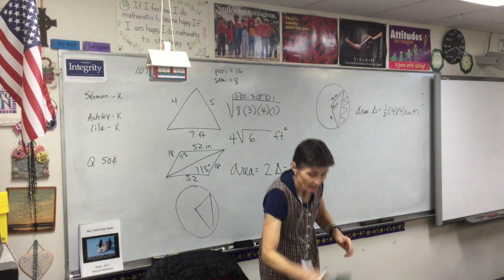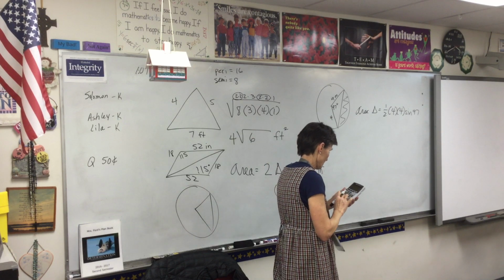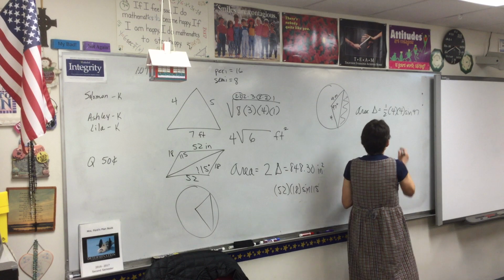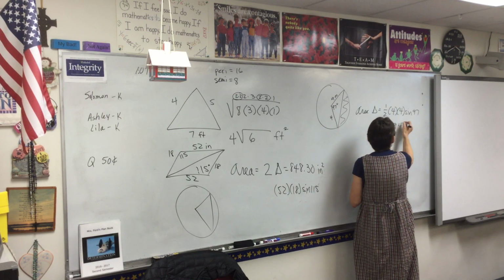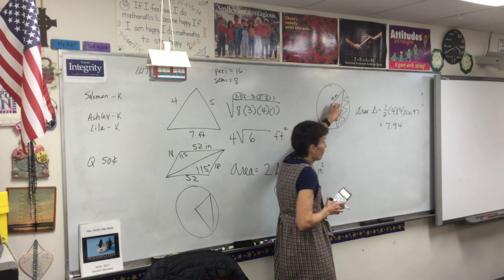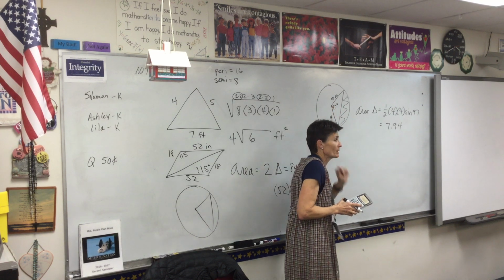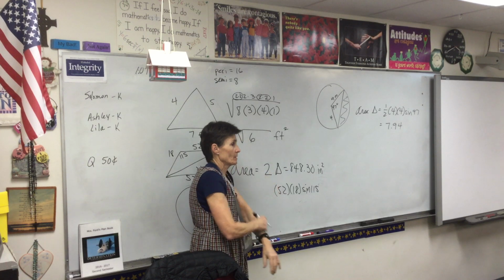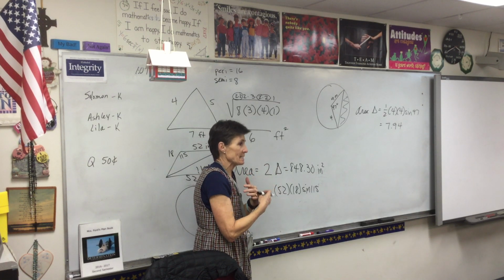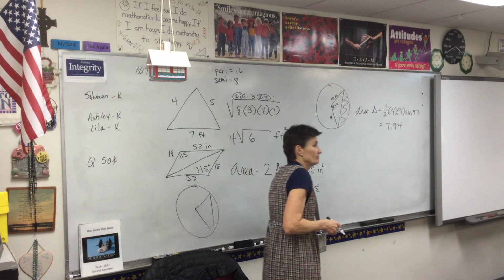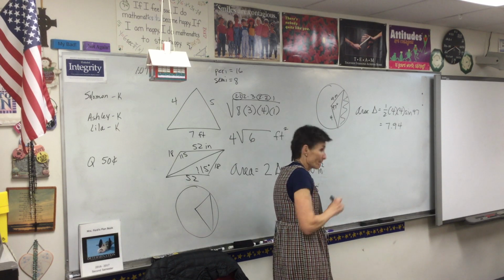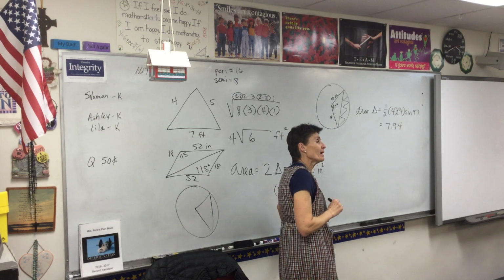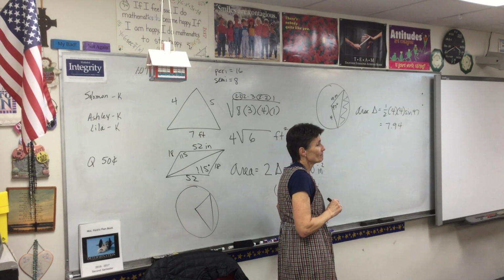And of course, I can put that in my calculator. 7.94. So the area of the triangle is 7.94. That is not the answer to the question. So Macy, what else do I need? Area of the sector. Exactly. Do you know how to find the area of the sector, Macy?